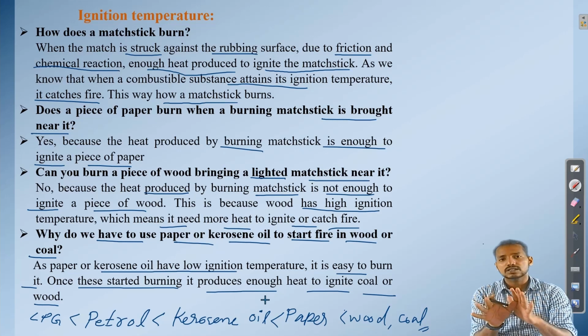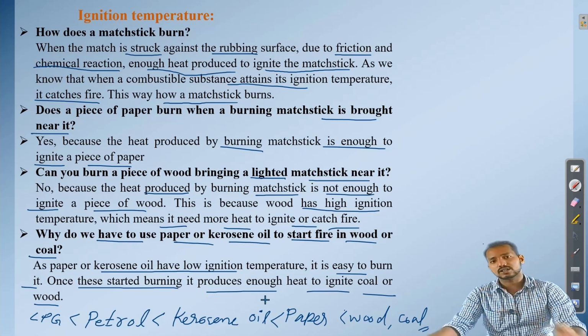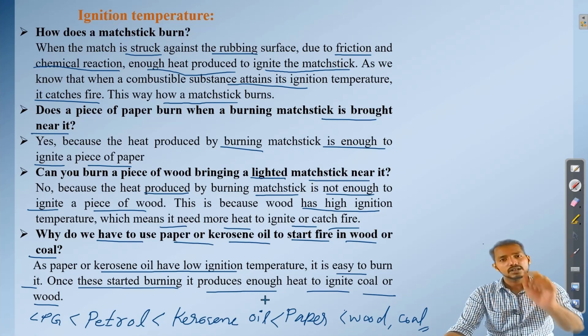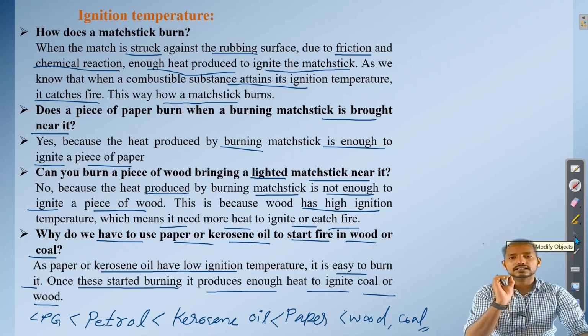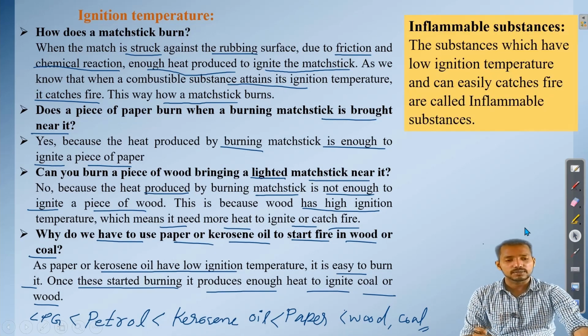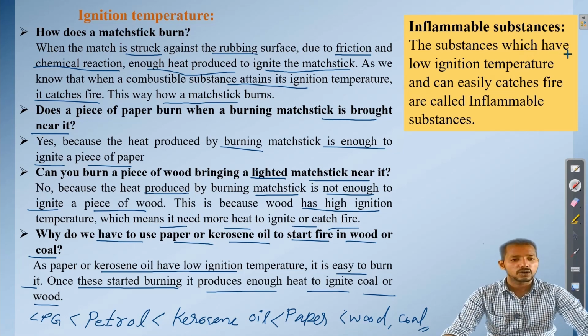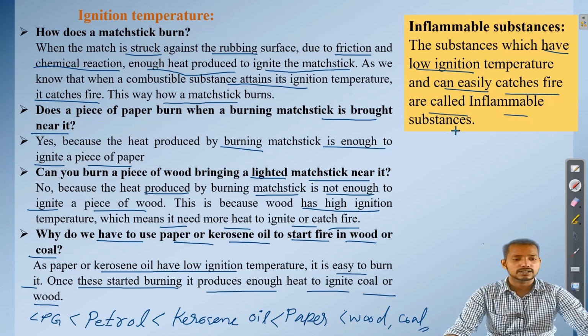So if the substance is wet or if it has some moisture, it makes its ignition temperature higher than the usual ignition temperature. So that is also a factor you need to remember regarding ignition temperature. I also said that there are some substances which have a low ignition temperature. Such substances are called inflammable substances. The substances which have low ignition temperature and can easily catch fire are called inflammable substances.